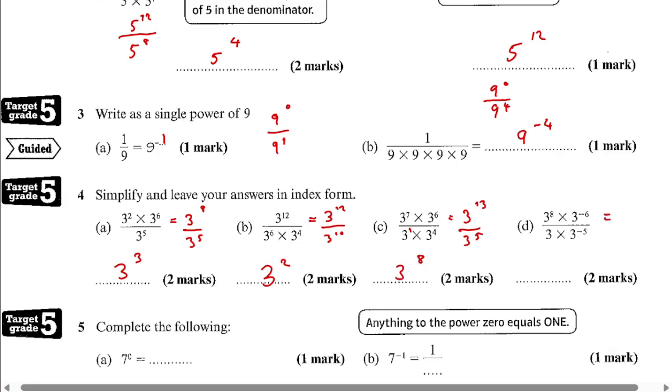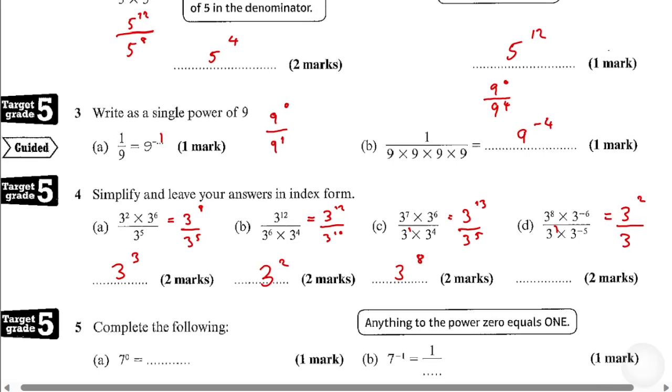And likewise for this one, 8 plus minus 6 is going to be 3 to the power 8 minus 6 is 2. And then here, if we view that as a 1, 1 minus 5 is minus 4.